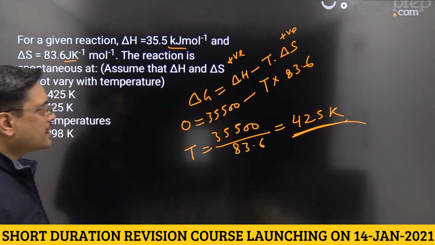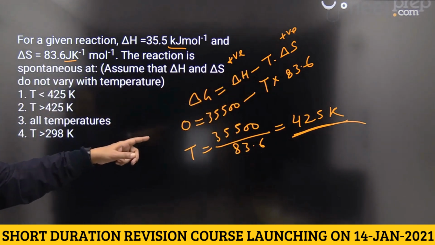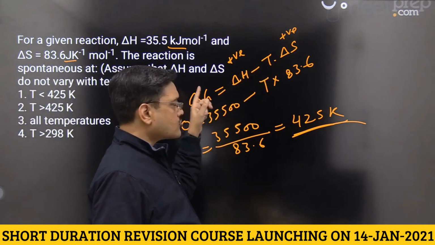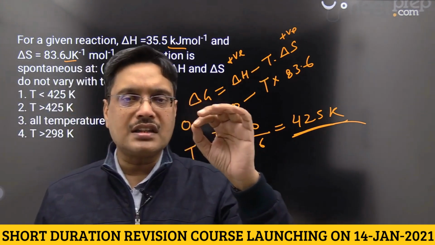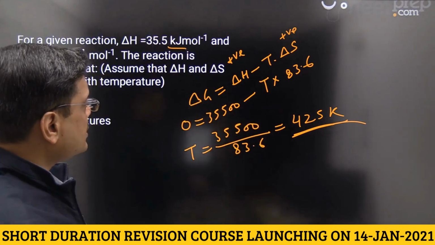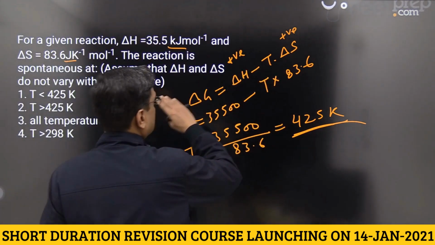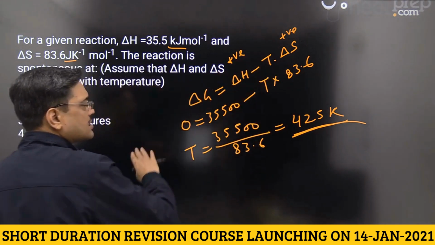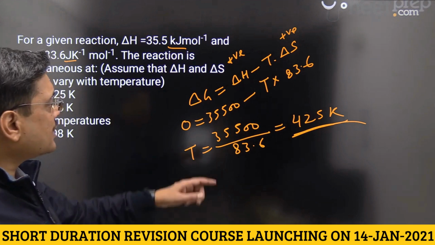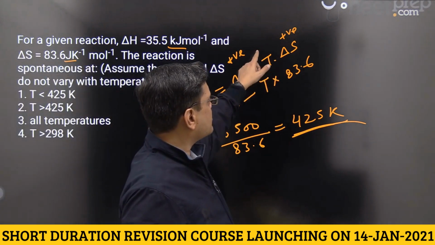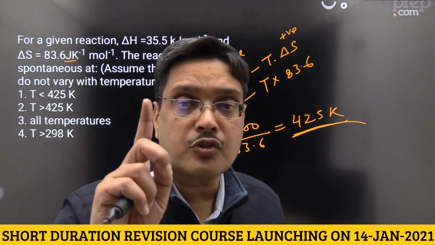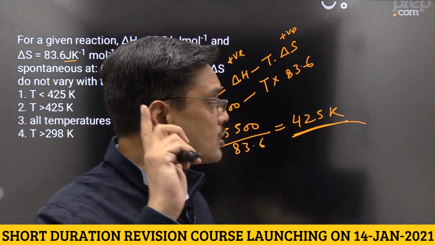So what should be done for the spontaneous reaction? This is the temperature at equilibrium, because we put the value of delta G as 0. So this temperature should be increased for the spontaneous reaction, because for the spontaneous reaction the value of delta G must be negative. So the temperature should be increased from 425 Kelvin. At 425 Kelvin the reaction is at equilibrium.